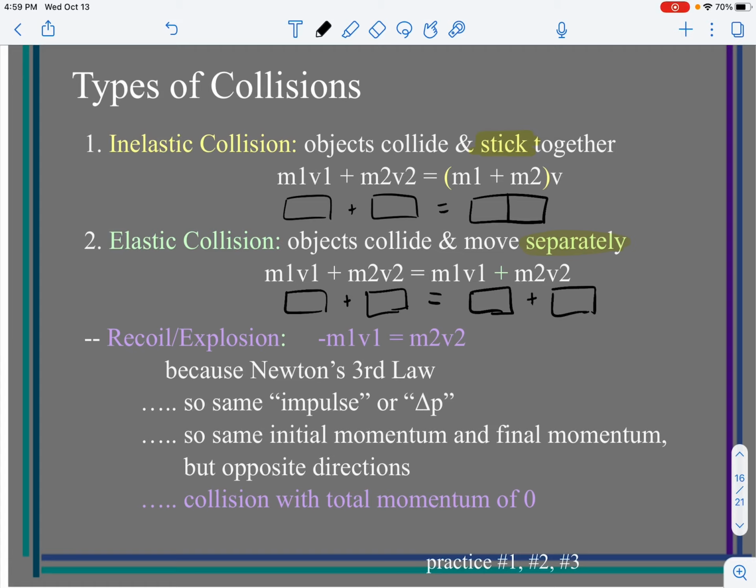All right, the last type of collision that we have is called recoil or explosion. We talked about what recoil was when we worked through some practice problems.